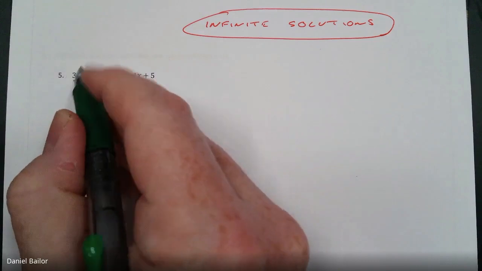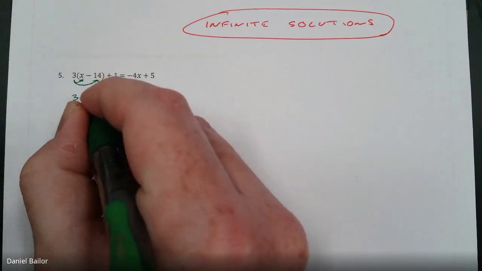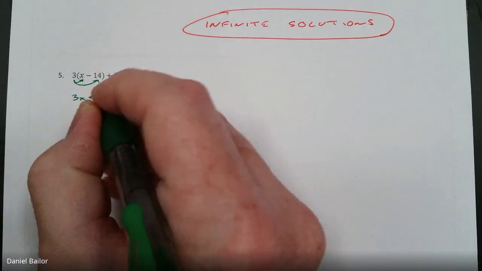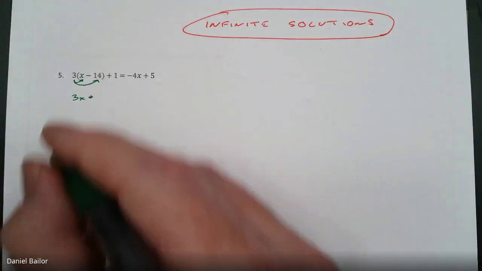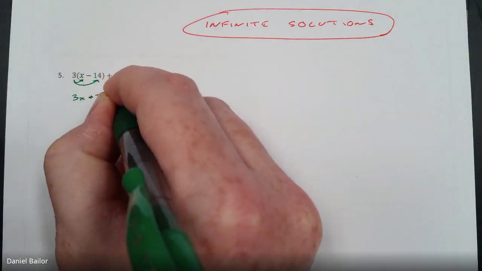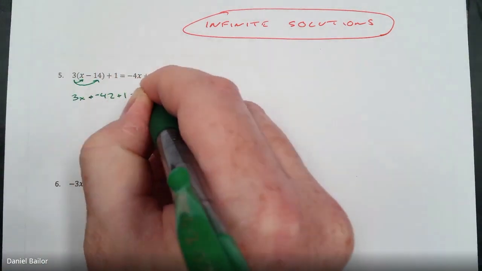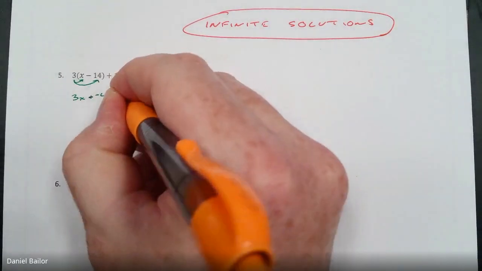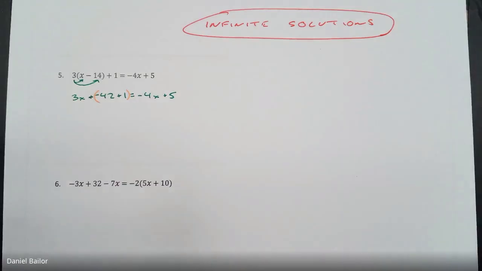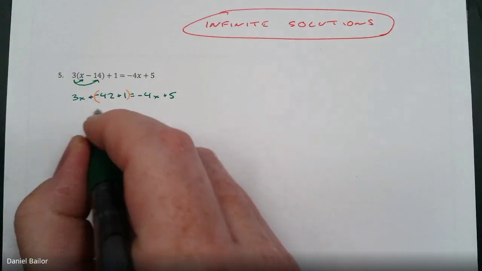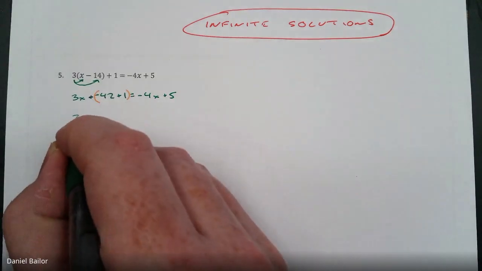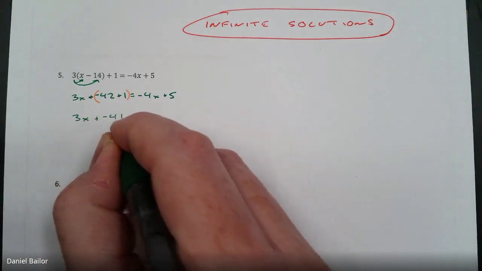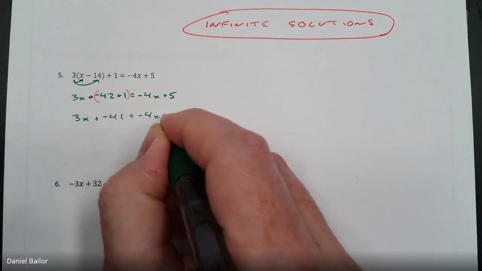So 3 times x is 3x. 3 times negative 14 is negative 42. Plus 1 equals negative 4x plus 5. Next thing I'm going to do is combine those constants right there. I'm going to use the associative property. I want to do that first. So I get 3x plus negative 41 equals negative 4x plus 5.